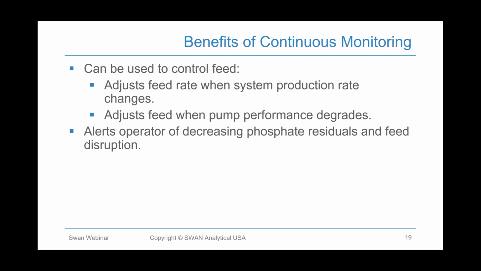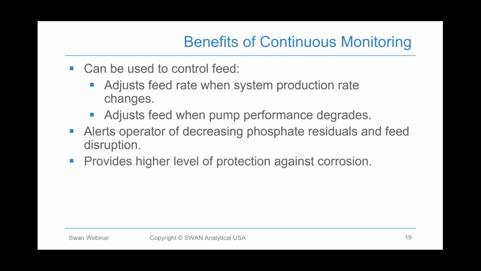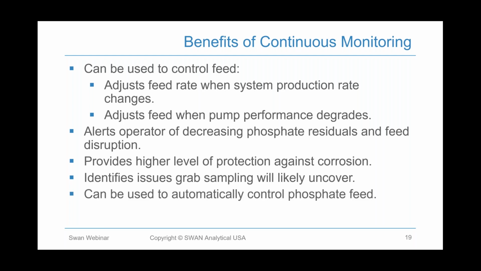And if we don't have a SCADA system to alarm, there are relays and alarms inside the analyzer that can actually flash lights, call cell phones, and make all kinds of noise when we're outside our control parameters. So we get a higher level of protection against corrosion by knowing how much phosphate is in our system, not how much phosphate is at the feed site for phosphate. And we can identify some of the issues that grab sampling will uncover and automatically control our phosphate feed.